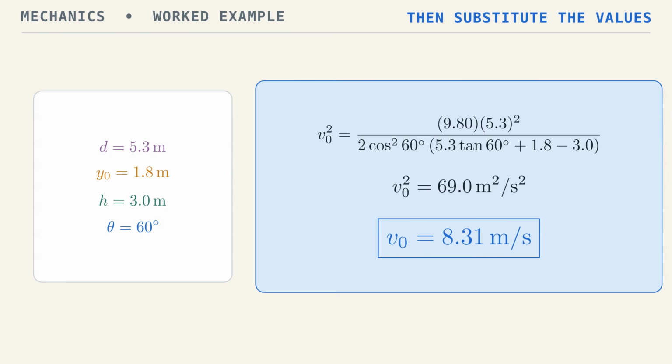Now, substitute d equals 5.3 meters, y0 equals 1.8 meters, h equals 3.0 meters, and theta equals 60 degrees. The calculation gives v0 squared equal to about 69.0 square meters per square second. Keep the positive square root, because v0 is a speed. The required launch speed is 8.31 meters per second.